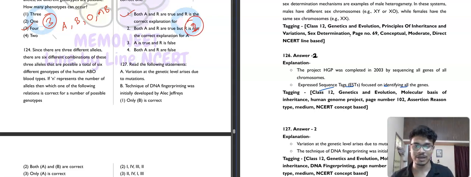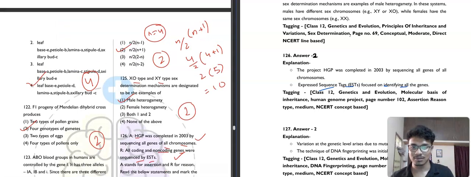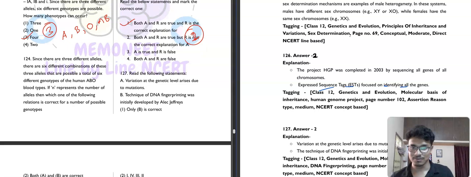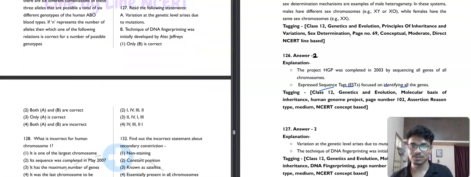Then question number 127. It is saying, read the following statements. Variation at the genetic level arises due to mutation. This is correct. Then the technique of DNA fingerprinting was initially developed by Alec Jeffreys. So both A and B are correct. Second option will be your correct answer.